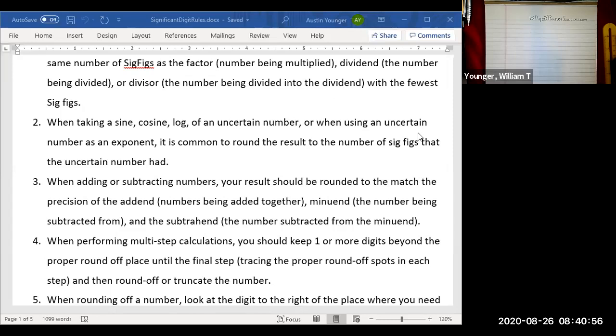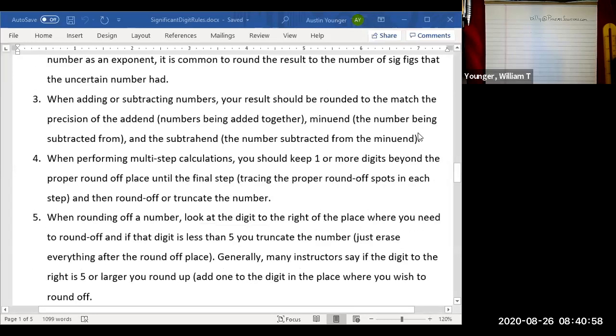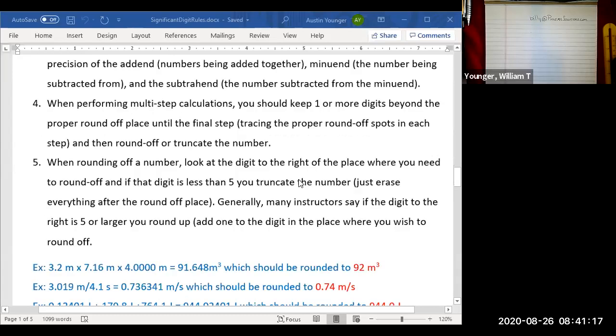When rounding off a number, you look at the digit to the right of the place where you need to round off. And if that digit is less than 5, you truncate the number, just erase everything after it. Or if that number is 5 or larger, the general rule is you round it up. The problem is that's just a little bit wishy-washy on the number 5. 5 is dead center between them, so it's not necessarily statistically the right thing to do that way.